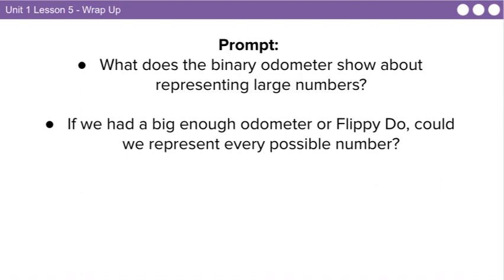In your journal, answer this, and you can include that this is the wrap-up for Lesson 5. What does the binary odometer show about representing large numbers? If we had a big enough odometer or flippy-do, could we possibly represent every possible number? Answer those questions in your journal. Then go to Unit 1, Lesson 5, and answer Bubble 3. Answer those questions.